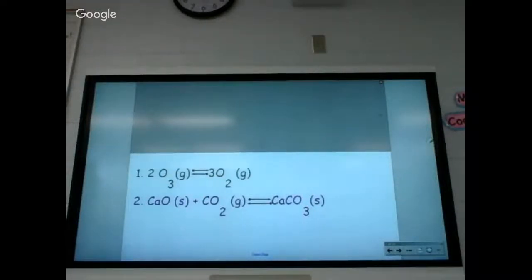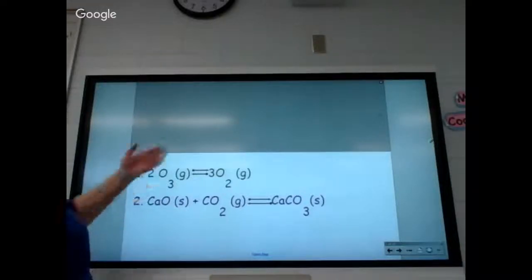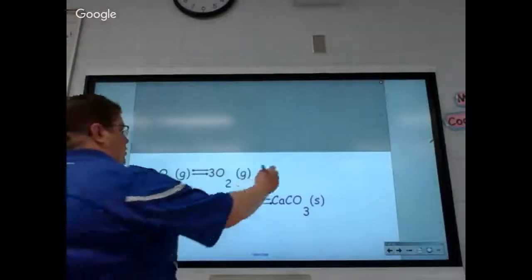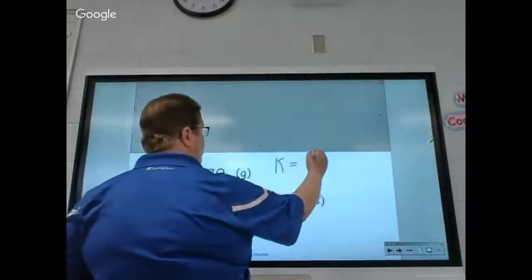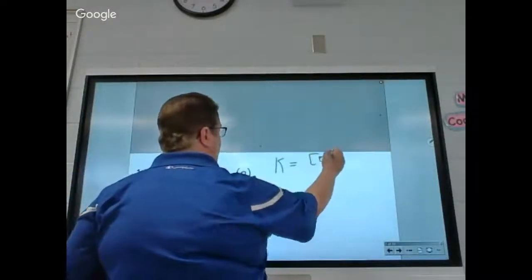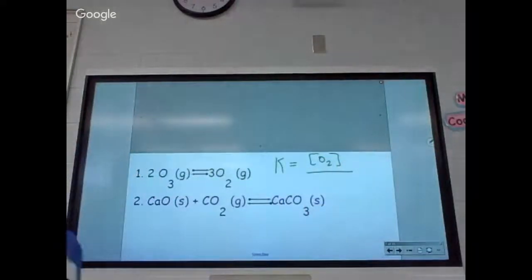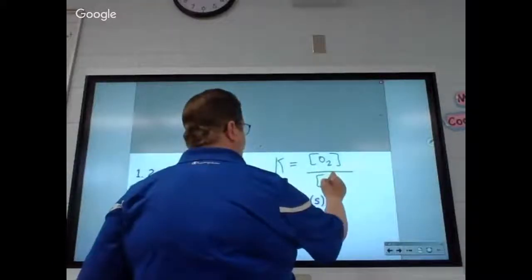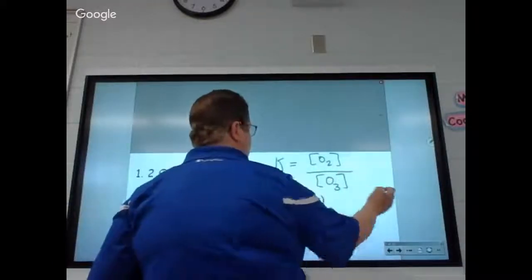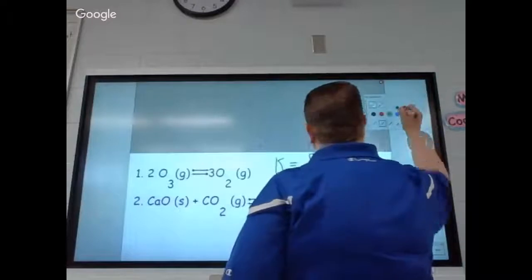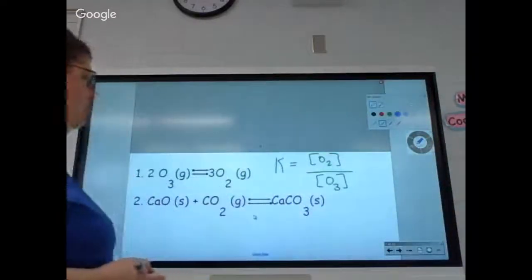All right, so if we look at number one, what's the product in number one? O2. Okay, so K equals O2 is on top, right? What's my reactant? O3. All right, do I have a coefficient on my O2? Yeah.